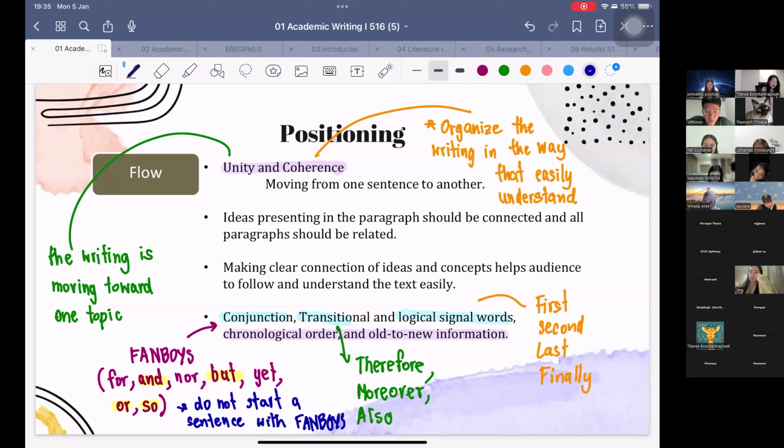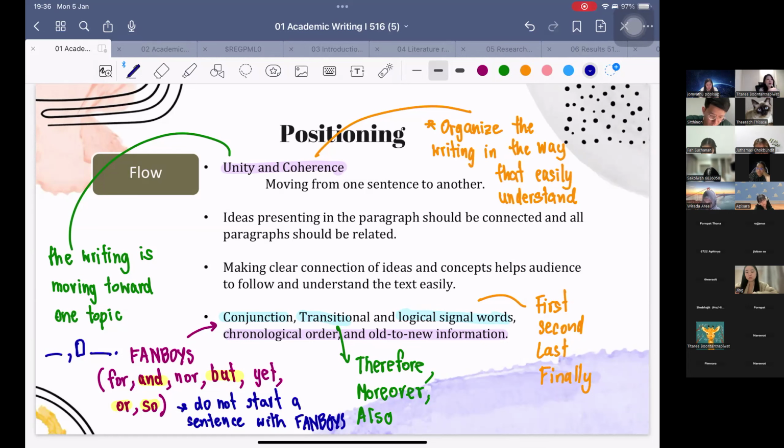So you are going to see the FANBOYS word somewhere in the middle between sentences, or toward the end, and that is okay, but never at the beginning. I know some of you might say that sometimes we start the sentence with and, because we want to add information. That's why you start a sentence with and.